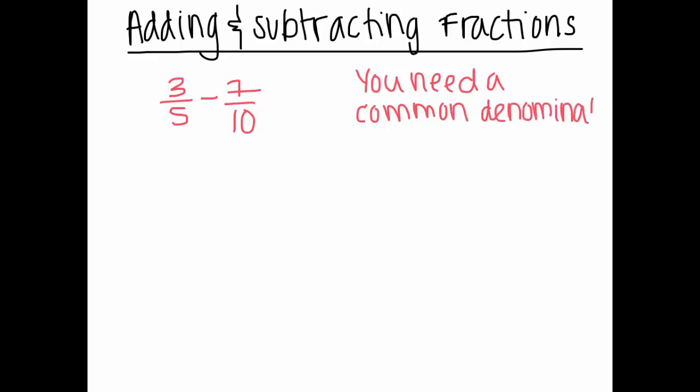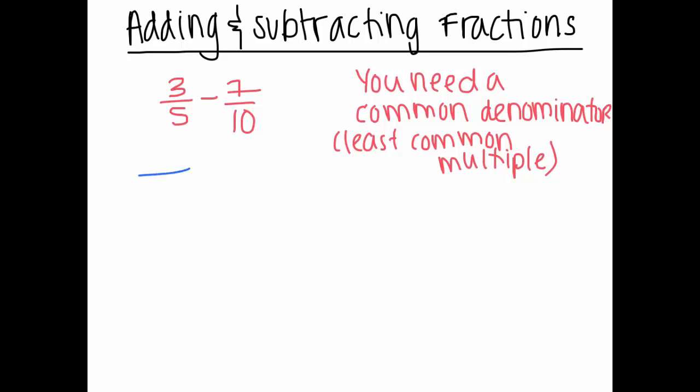Now, a common denominator is when you take the two numbers in the denominators and you find the least common multiple, or the number that both of those two numbers can divide into. And you want that number to be the smallest one. So in this case, our common denominator is the number 10.